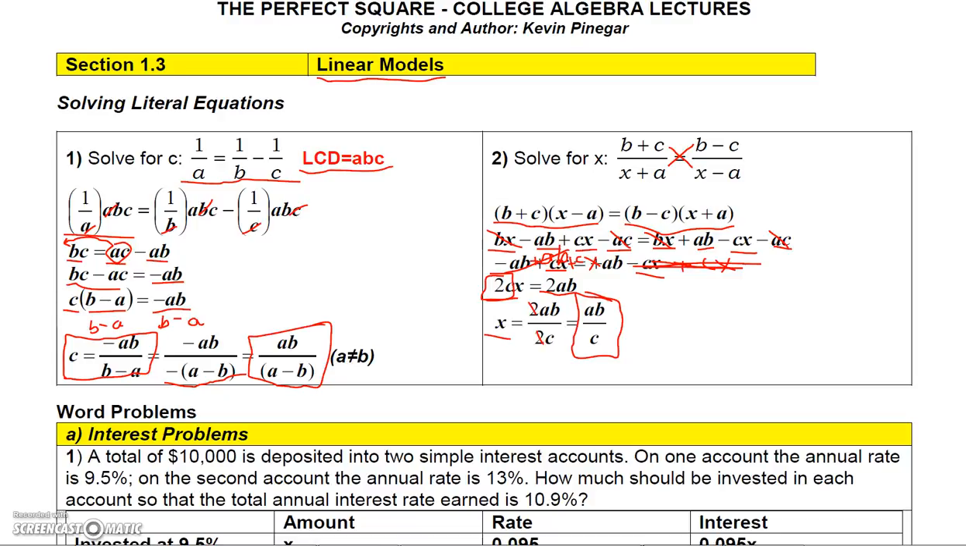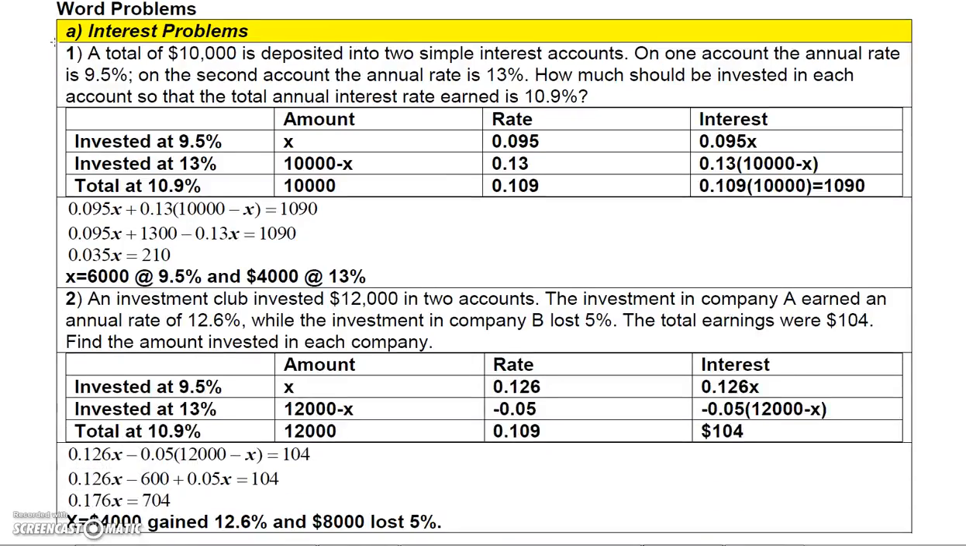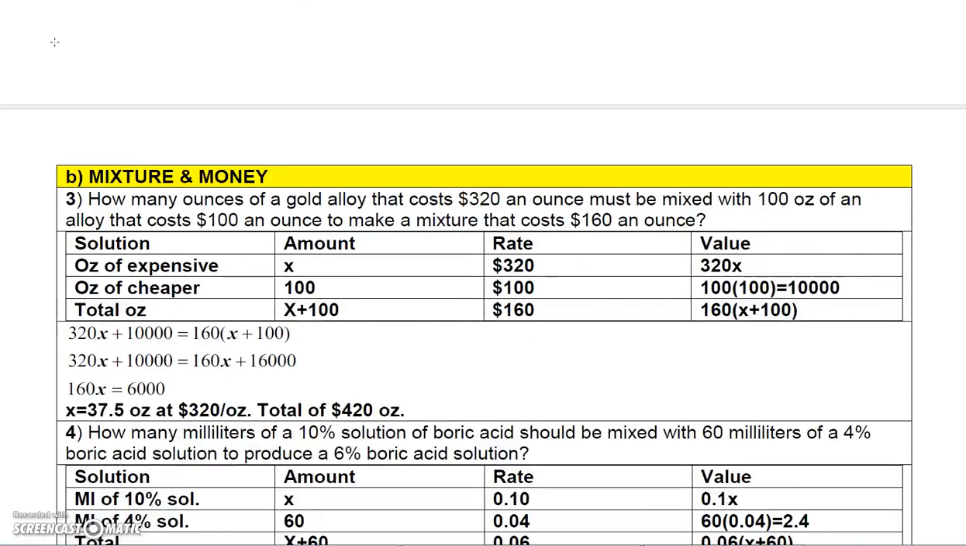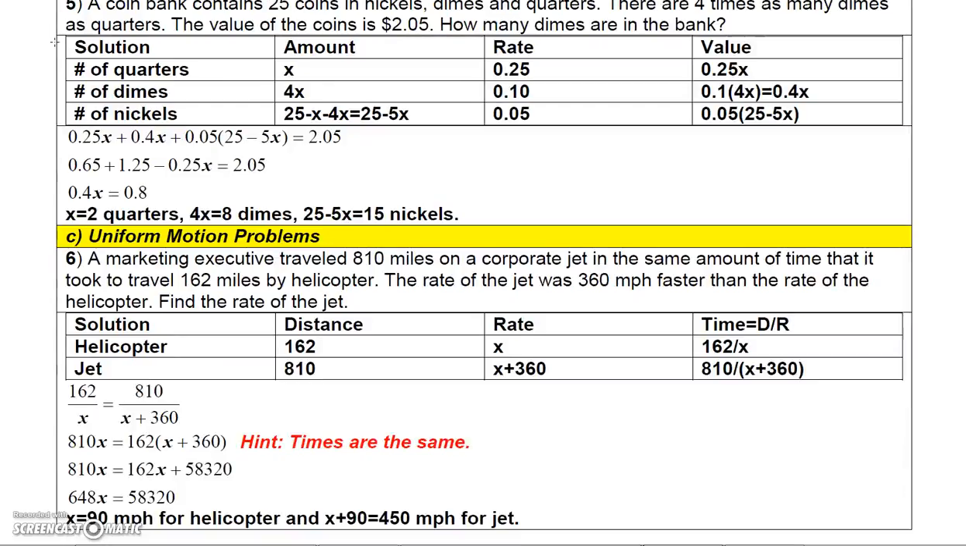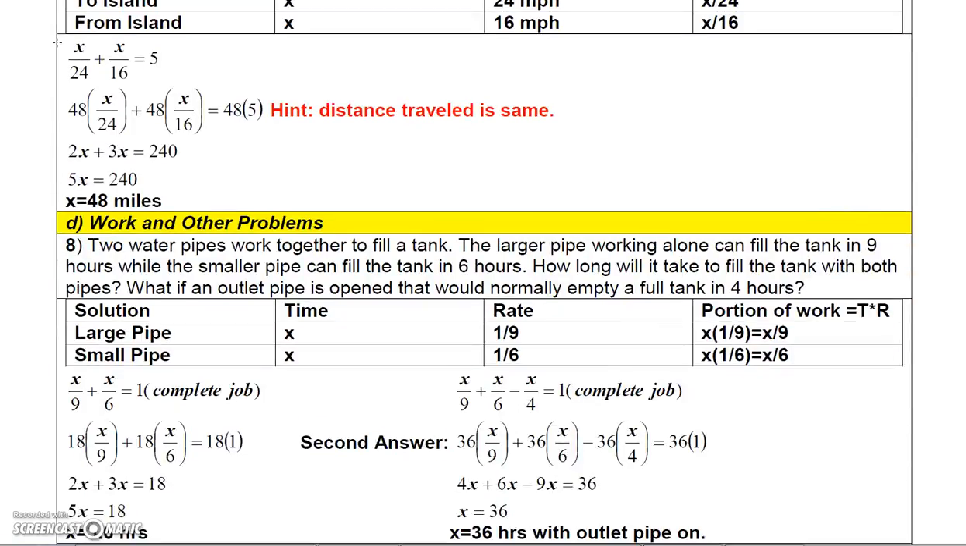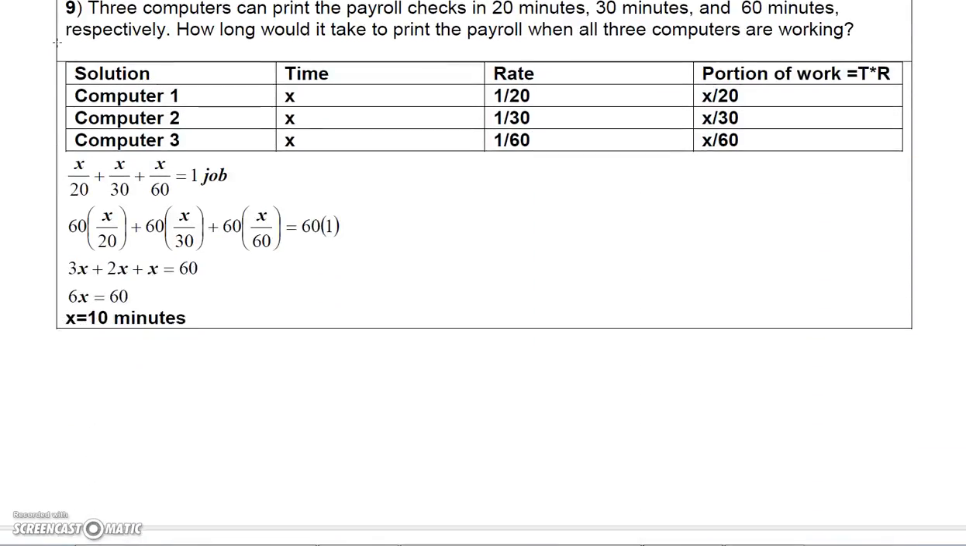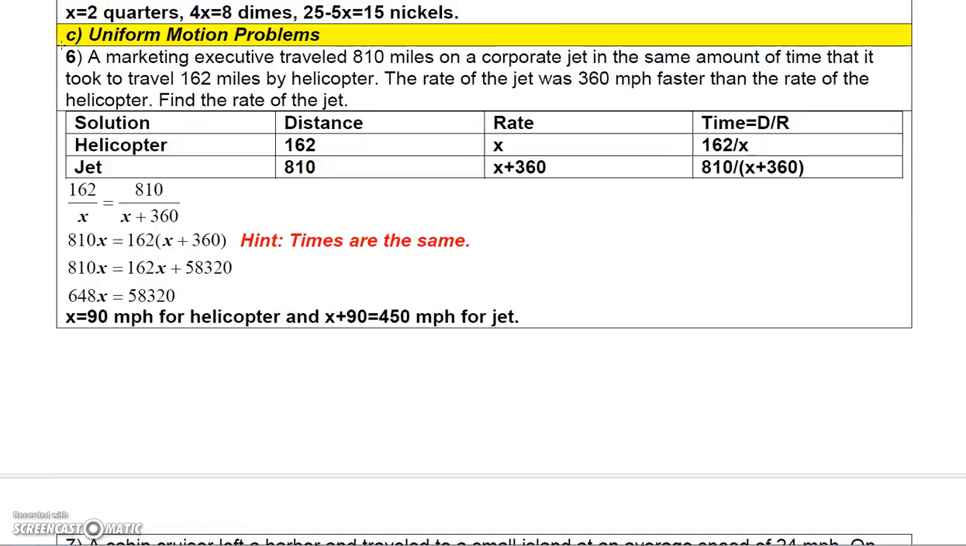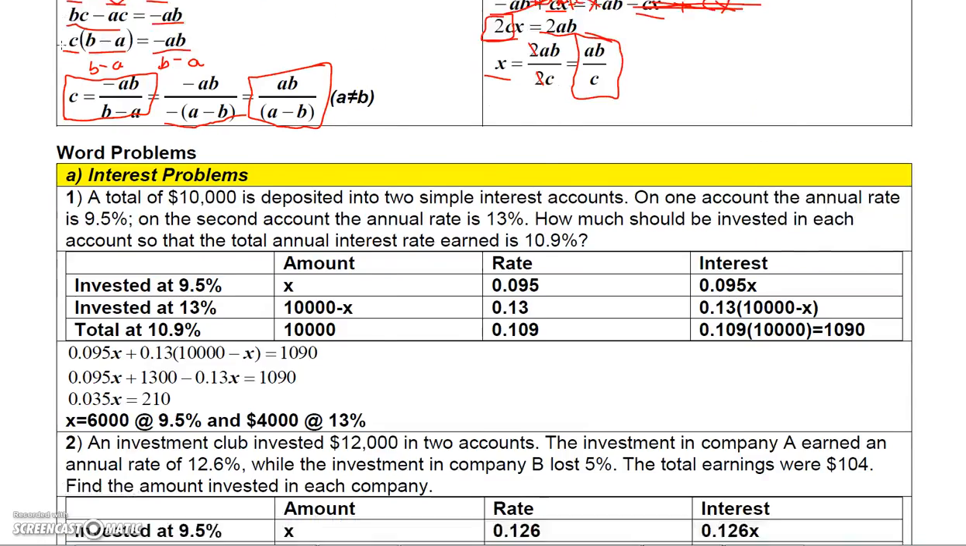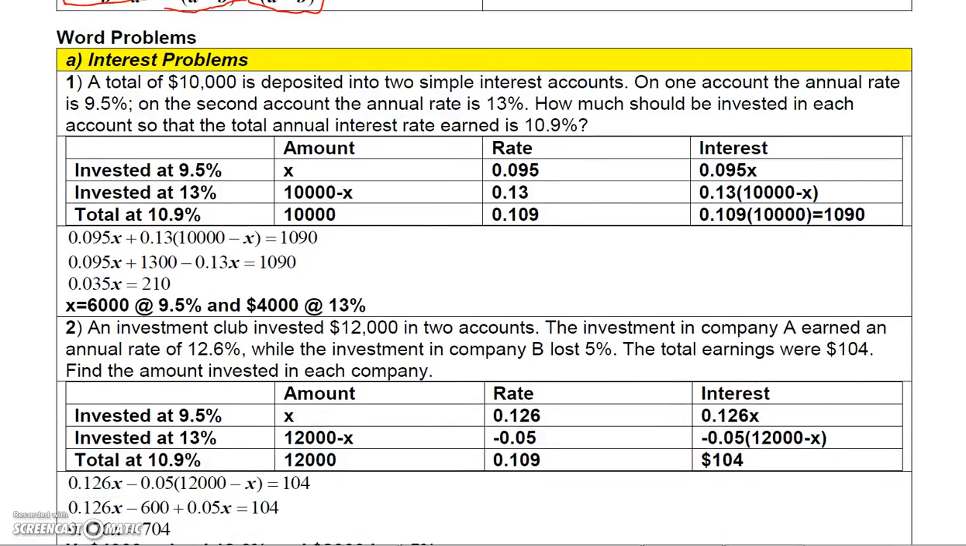Okay, now I want to go ahead and start working with some word problems, and I've divided these up into sections, so we'll see how many sections it takes me to finish this. But I've got interest problems, I've got mixture and money problems, I've got uniform motion problems, and I've got work and other problems as well. So we'll start with the first one here, which is the interest problems, and we'll do those first.